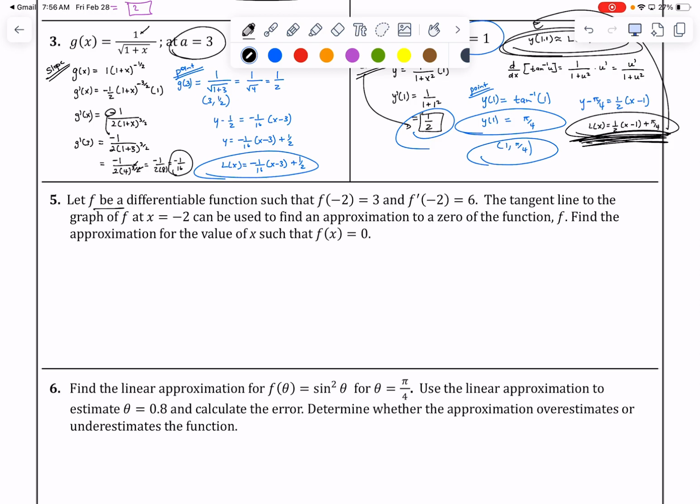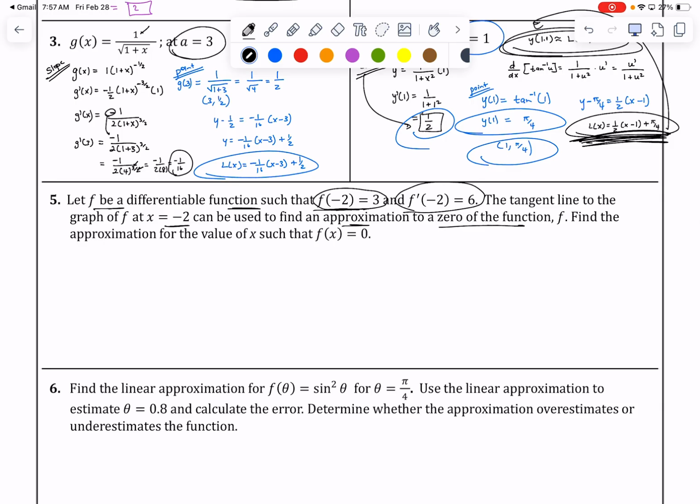Okay. Let f be a differentiable function such that f of negative 2 is 3. Now, I love these because this is probably most likely a multiple choice question because they actually do most of the work for you. Because when they tell you f of negative 2 is equal to 3, what is that? That's your point. And then this is your what? Slope. So the tangent line at the graph of negative 2 can be used to find an approximation to a 0 of the function. And I'll explain that.